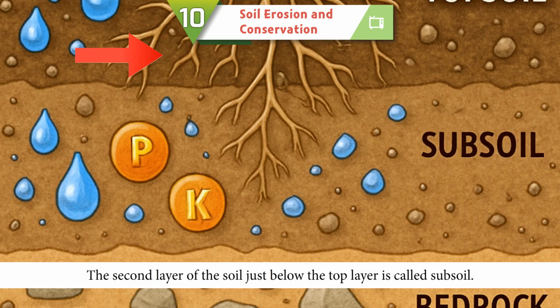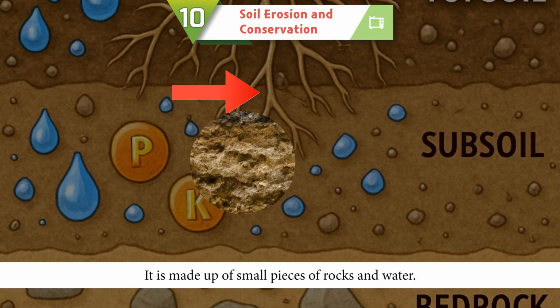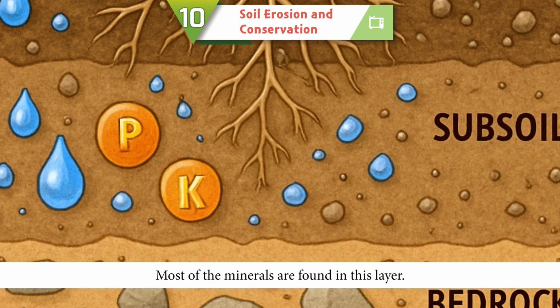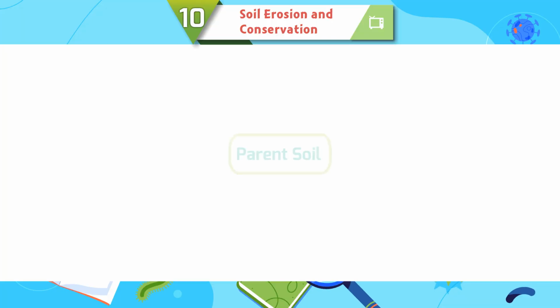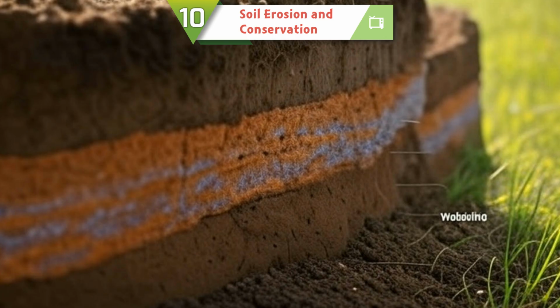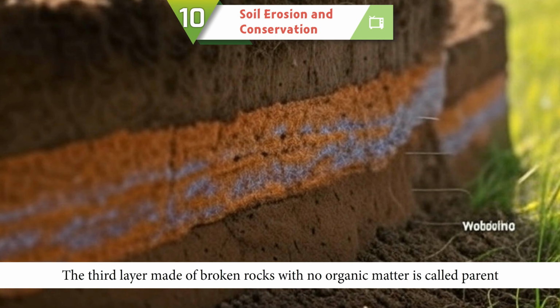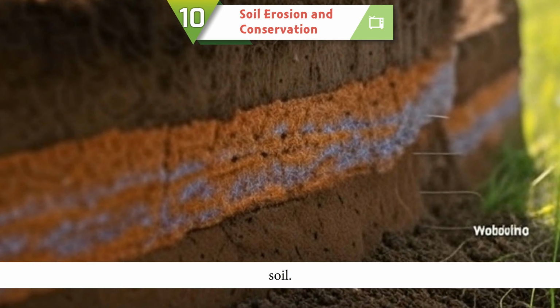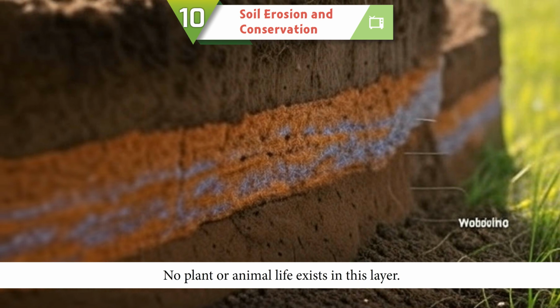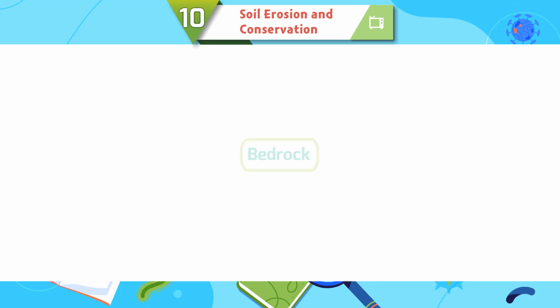Subsoil. The second layer of the soil just below the top layer is called subsoil. It is made up of small pieces of rocks and water. Most of the minerals are found in this layer. Parent soil. The third layer, made of broken rocks with no organic matter, is called parent soil. No plant or animal life exists in this layer.